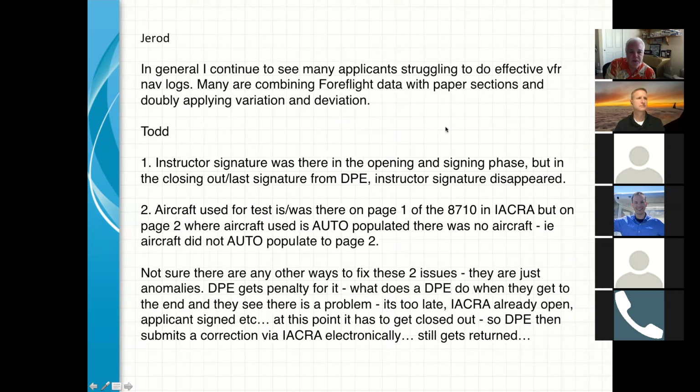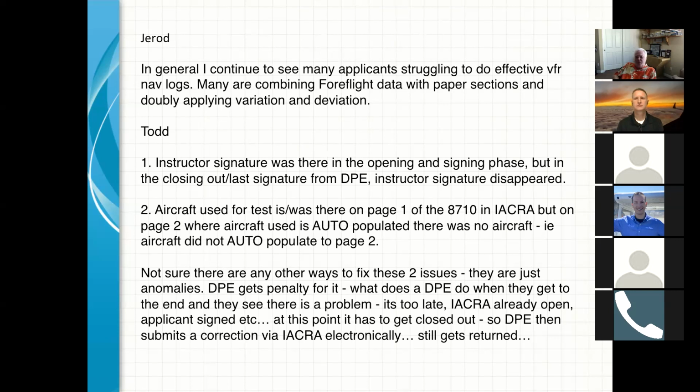This is from Jared. His comment was he continues to see many applicants struggling to do effective VFR nav logs. Many are combining ForeFlight data with paper sections and doubly applying variation and deviation. Overall, how are people seeing the nav log concept work, whether they're paper or electronic? Have there been any issues with that?